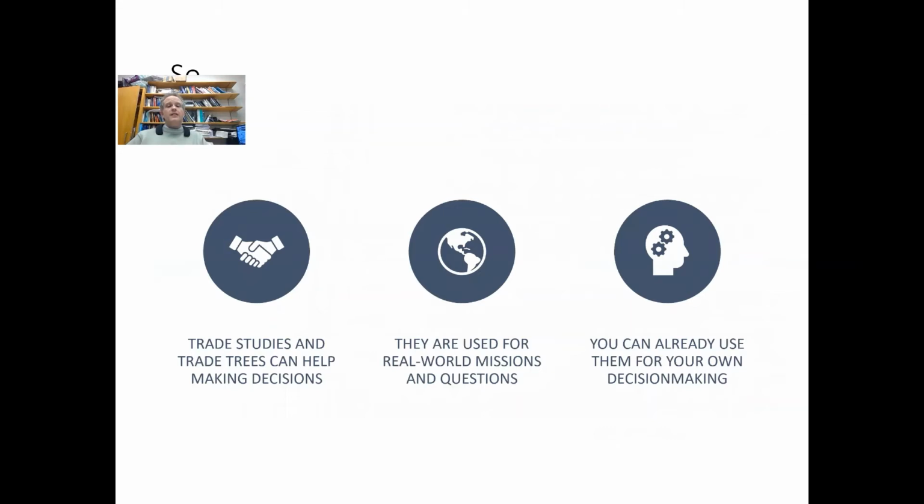So to conclude, trade studies can help us in making decisions, and trade trees can help us work out which combination of decisions we want to consider in a formal trade study. Trade studies and trade trees are used in real-world complex questions and space mission, for example. And you can already use them for any complex decisions you have to make today.